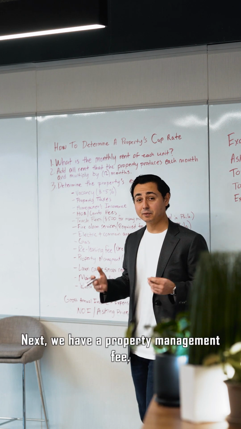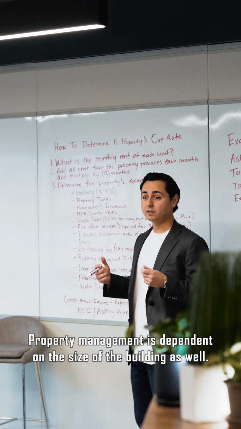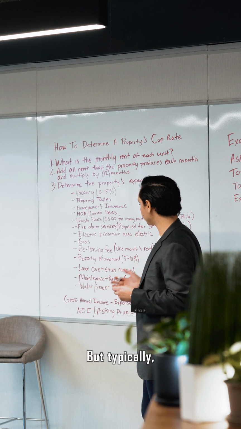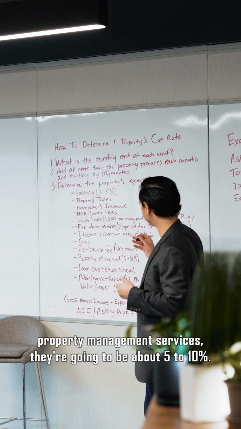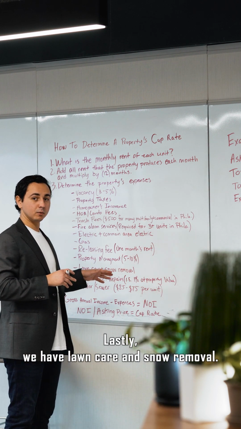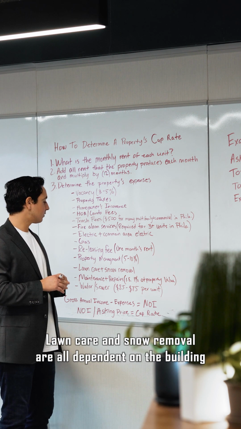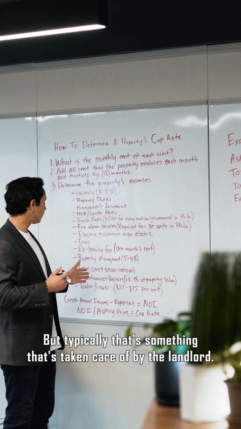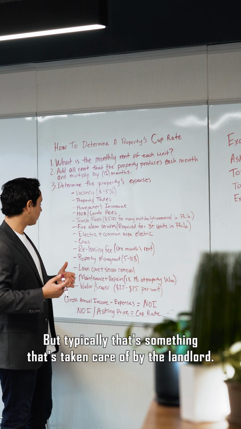Next, we have a property management fee. Property management is dependent on the size of the building as well and the landlord. But typically, if you are going to get property management services, they're going to be about 5 to 10%. And lastly, we have lawn care and snow removal. Lawn care and snow removal are all dependent on the building and the size of the building and the landlord. But typically, that's something that's taken care of by the landlord.